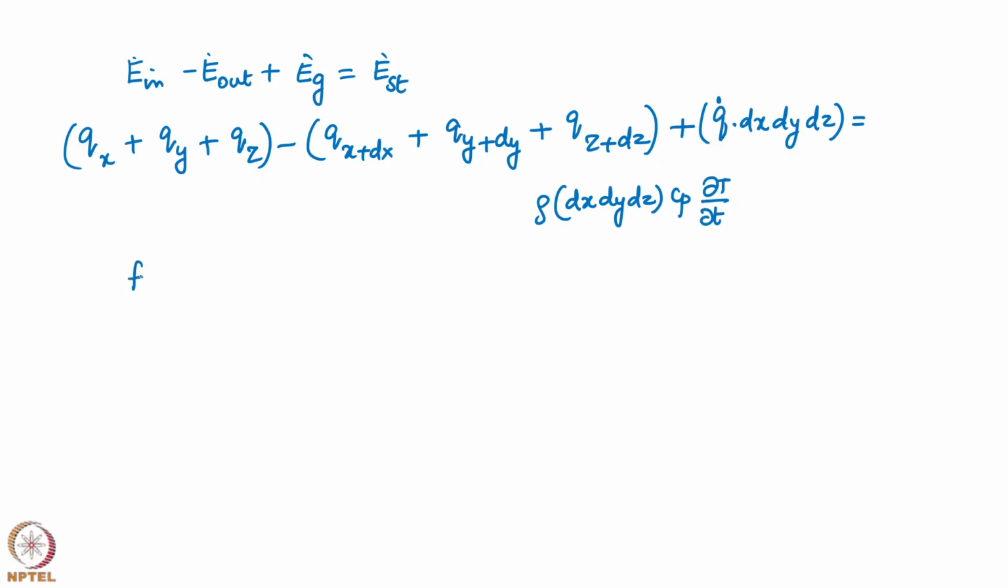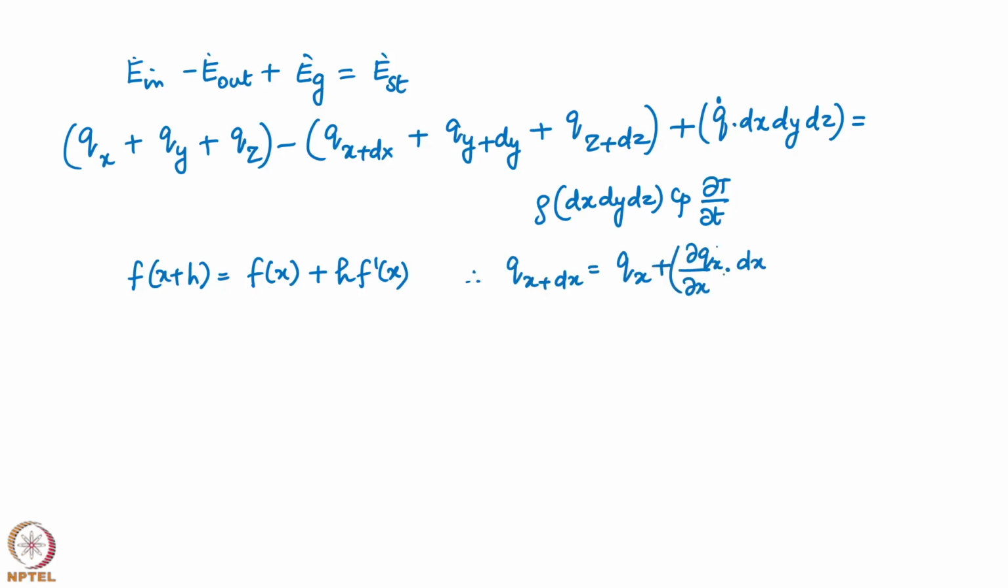In general, we know f of x plus h is equal to f of x plus h times f prime of x. This is the definition of derivative. So, q of x plus dx is nothing but q of x plus dq by dx of x into delta x. F of x plus h is equal to f of x plus this is your h and this is your f dash of x. So, like this I am going to write for everything.